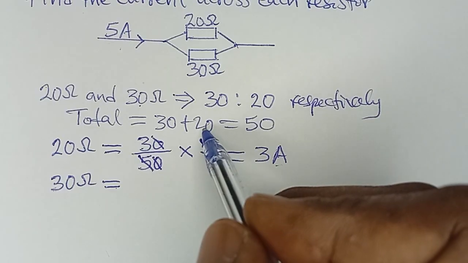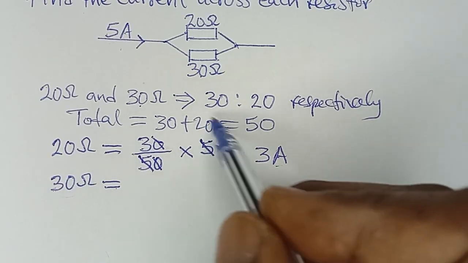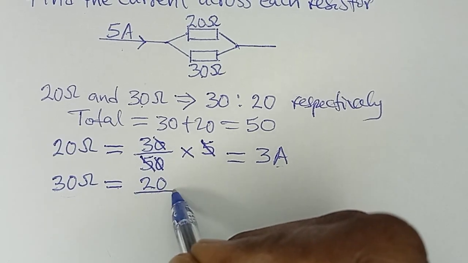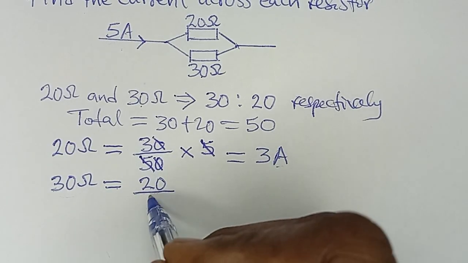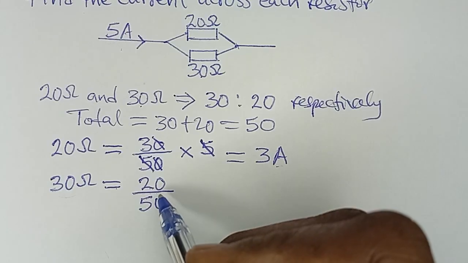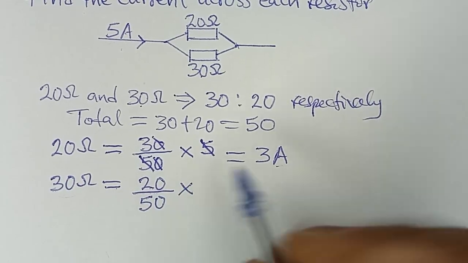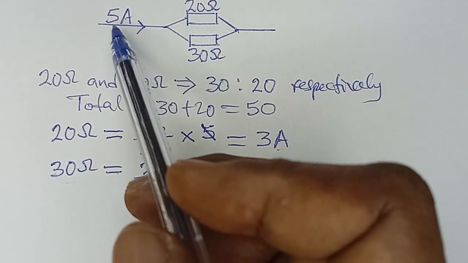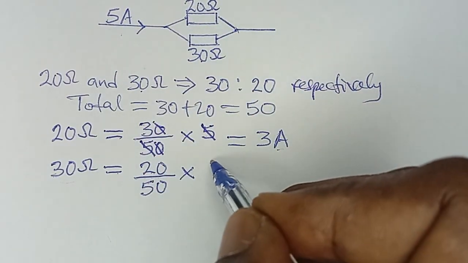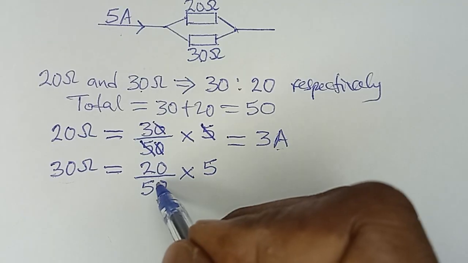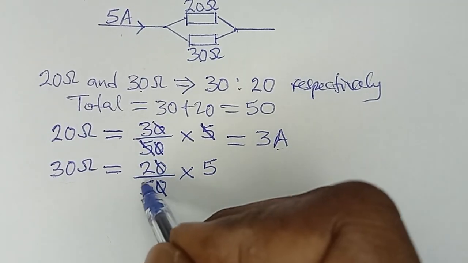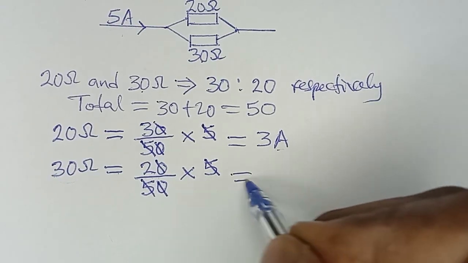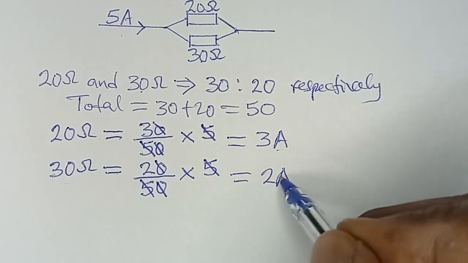Don't forget the ratio is 20. For this 30 ohm, its ratio is 20. So we are going to take its ratio, which is 20, divided by the total ratio, which is 50, and then multiply it by what is being shared between them. What is being shared between them is this 5 ampere, which is the value 5. So 0 cancels 0, and then 5 cancels 5. So we are left with just 2 over 1, and that is 2 ampere.